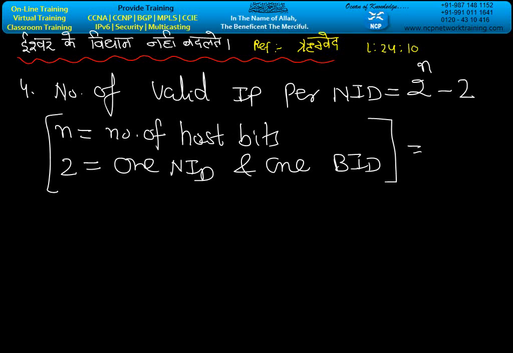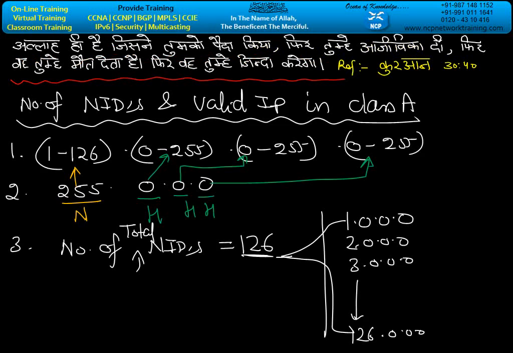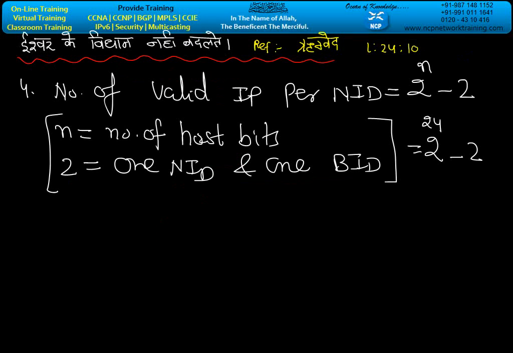How many bits in class A belong to host? 24. We have 24 host bits in class A. Who is telling us? The mask: 8 bit, 8 bit, 8 bit. N means the number of host bits. 2 to the power 24 minus 2, what will be the answer?